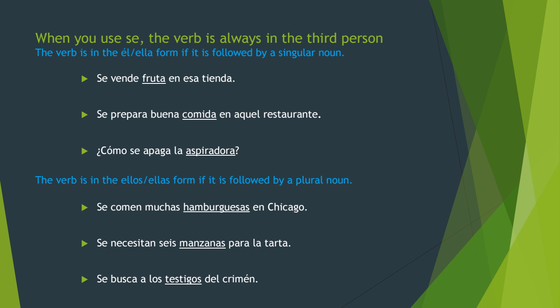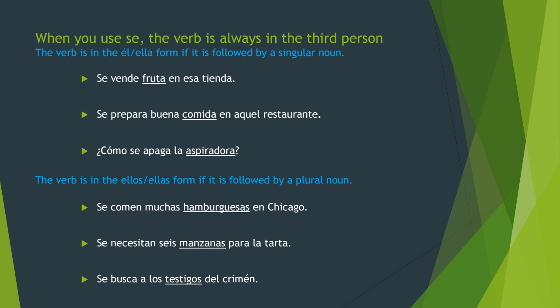All right, so now let's take a look at the grammar. Reflexive verbs used with the impersonal se are really easy because you're always going to conjugate the verb in the third person, which means that you're either going to be conjugating the verb in the ella form or in the ellos, ellas, ustedes form, all right?